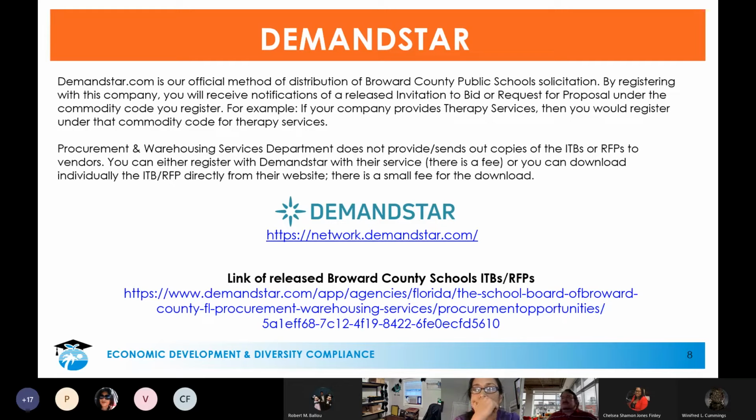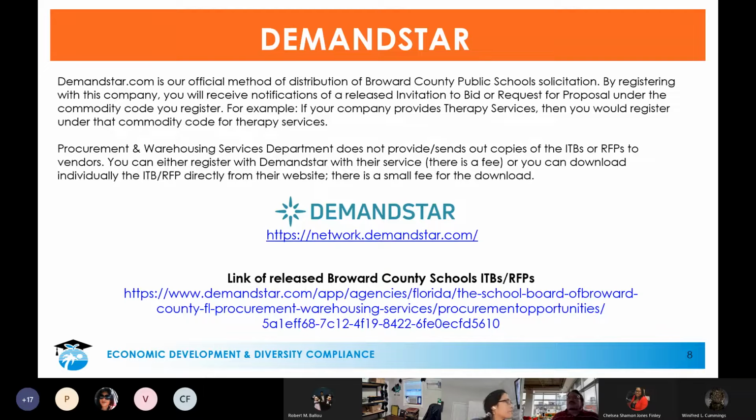Now, this is also important when you're doing business with the school board. Our bids are basically sent out through what is called demandstar.com. They're our official method of distribution of Broward County Public Schools solicitations. By registering with this company, you will receive notifications of a released invitation to bid or request for proposal under the commodity code you register.